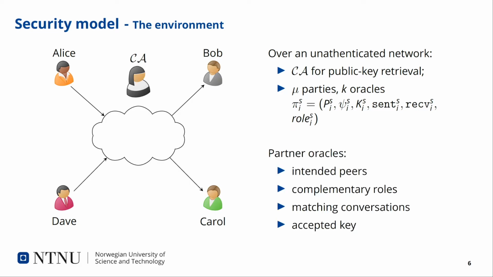So we can define two partner oracles. An oracle must be the intended partner, or intended peer, of the other. They must have complementary roles, so one must be initiator and one must be responder. They must have matching conversations, and they both have to have accepted the key.